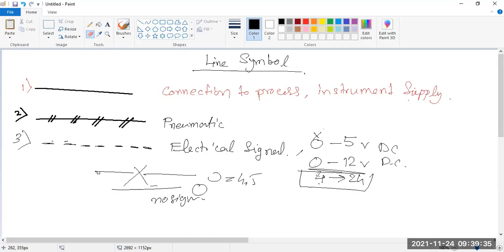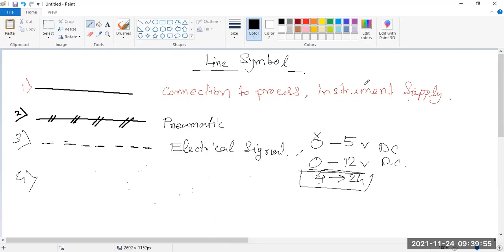and another signal that is applicable is the hydraulic signal. In the first time, a hydraulic signal was introduced. Look at this symbol: a straight line is given, but with some L type symbols over it. An L type letter you have to write over this. This is called a hydraulic signal.